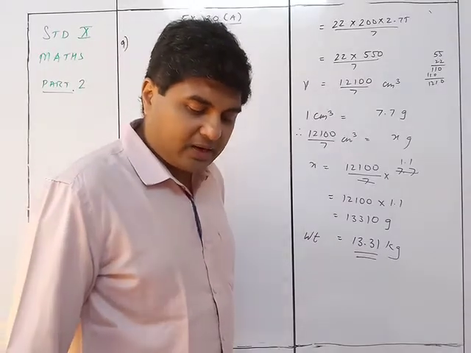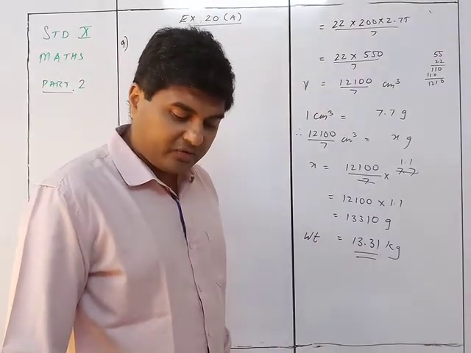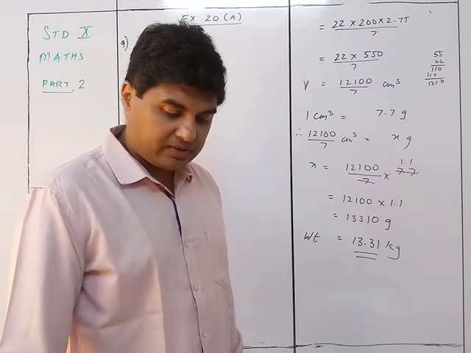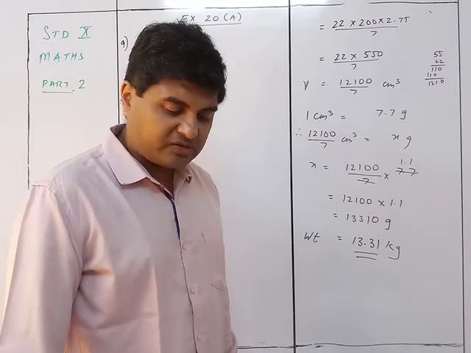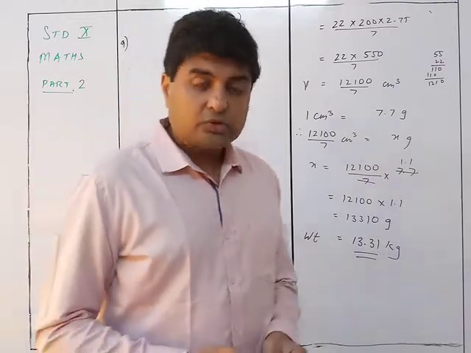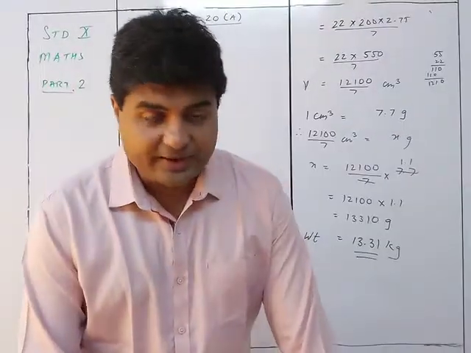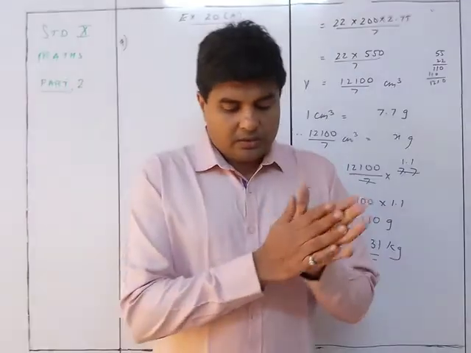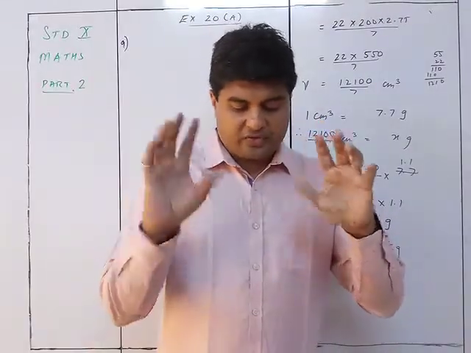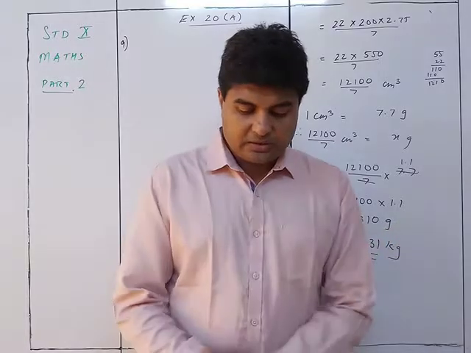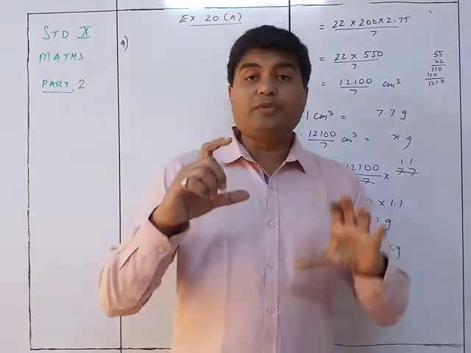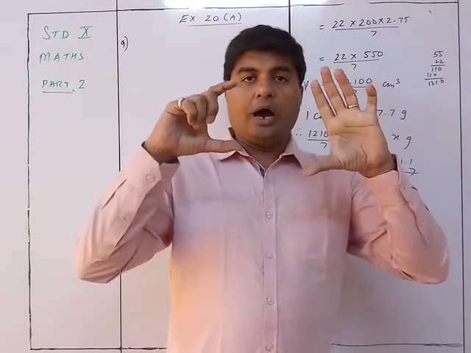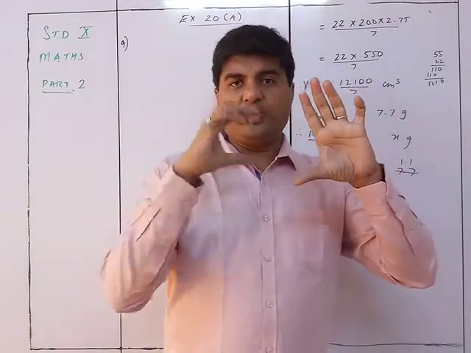A cylindrical container with internal radius of its base 10 centimeters contains water up to height of 7 centimeters. Find the area of the wet surface of the cylinder. So what is happening is you have got a cylindrical container, a beaker, that has an internal radius of 10 centimeters. It has been filled up with water up to 7 centimeters.